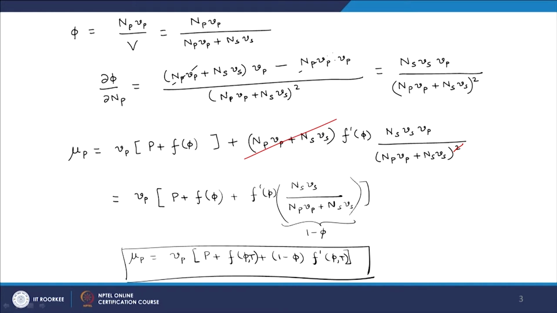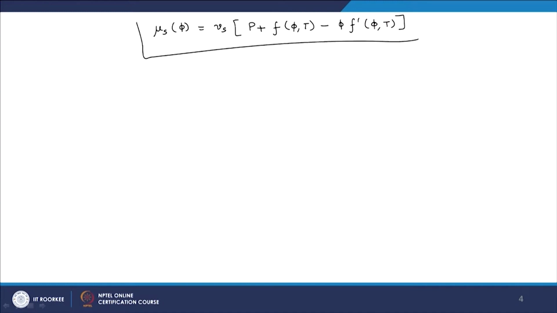The same thing I can do for the chemical potential of solvent, and if I do the derivation, what I will get is mu s, again a function of phi, is equal to Vs multiplied by P plus f of phi t minus phi multiplied by f prime phi of t. Just to recall, I am putting back the temperature here.